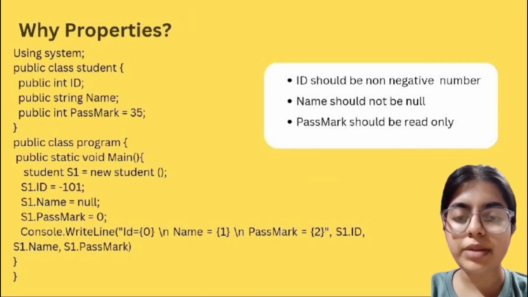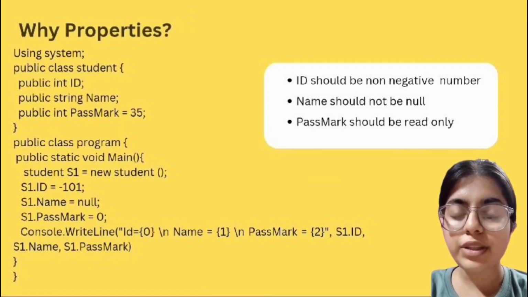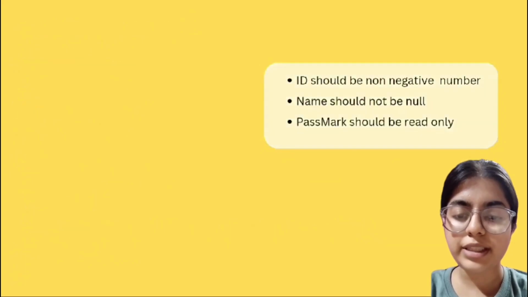and we are setting the values for the three variables. Now, the problem with this code is that the ID cannot be a negative number, the name cannot be null, and the passmark cannot be changed. These all are caused because we have declared the variables as public. And now if we declare them as private, how can we use them? For this purpose, we have properties.